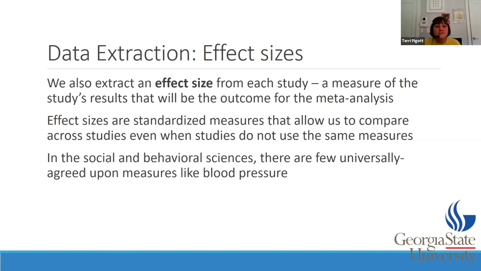In the social and behavioral sciences, in business and management, in the areas in which we are most interested, there are few universally agreed upon measures. We're not in the area of medicine where we have a measure like blood pressure that everyone uses and means something. In the social and behavioral sciences, we may use multiple measures to measure the same construct. So in order to compare across studies, we're going to need some kind of standardized measure to do that. And that's what effect sizes are.